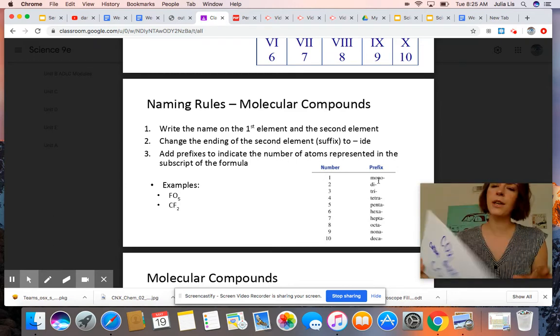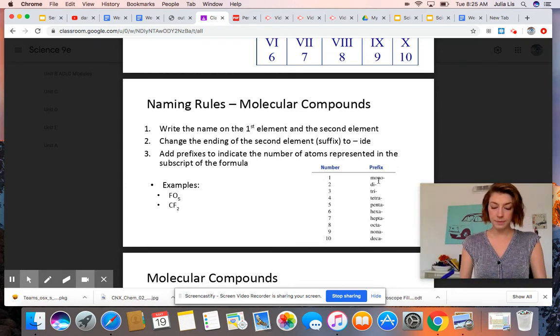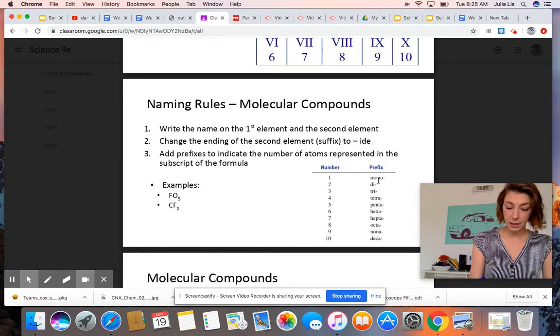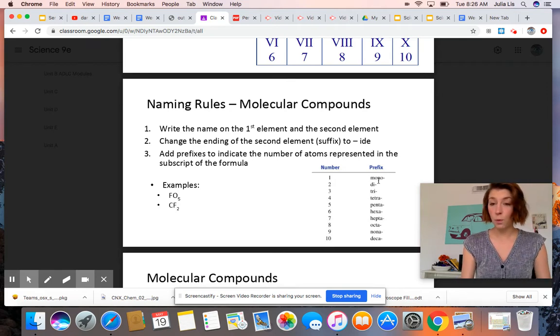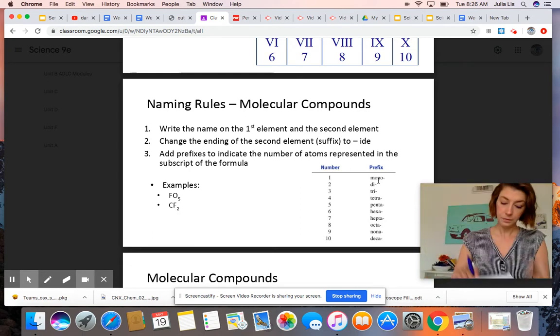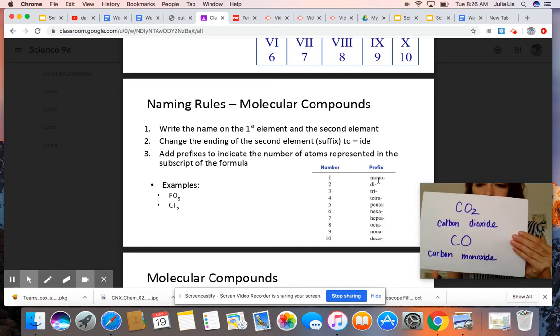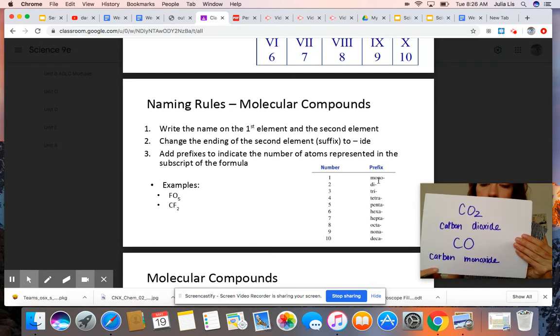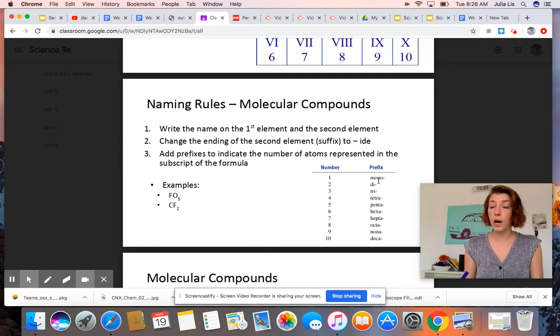Okay. Now you don't hear CO very often, but it's carbon. And then the prefix for 1, because I have an invisible 1 after this O, is mono. And so then I go monoxide. Okay. Carbon monoxide. You might have a carbon monoxide monitor in your house.